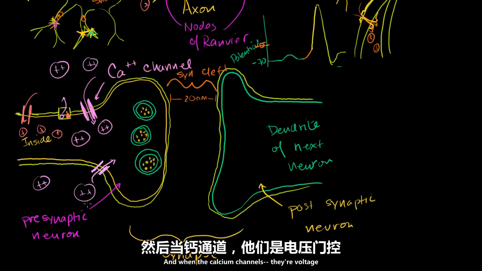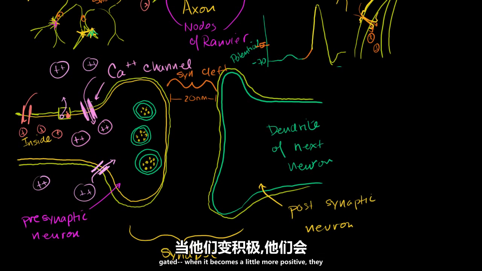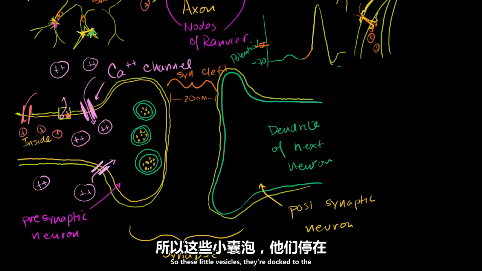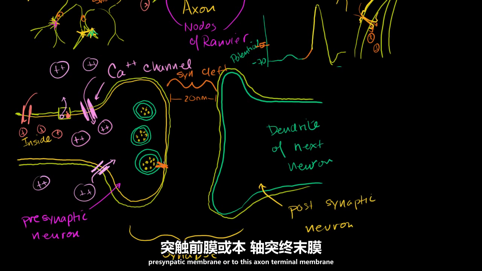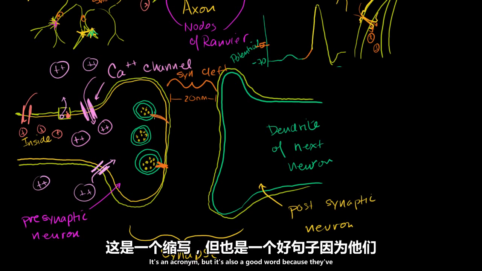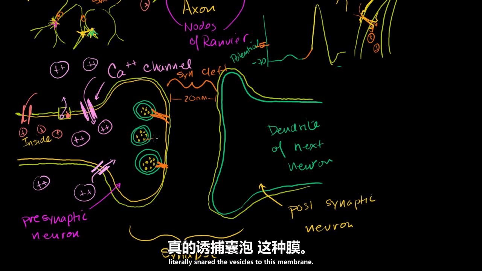And the calcium channels are voltage gated. When it becomes a little more positive, they open, calcium floods in. And what the calcium does is it bonds to these proteins that have docked these vesicles. So these little vesicles are docked to the presynaptic membrane, or to this axon terminal membrane right there. And these proteins are actually called SNARE proteins. It's an acronym, but it's also a good word because they've literally snared the vesicles to this membrane.